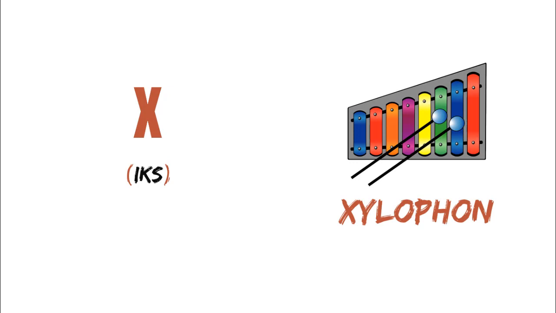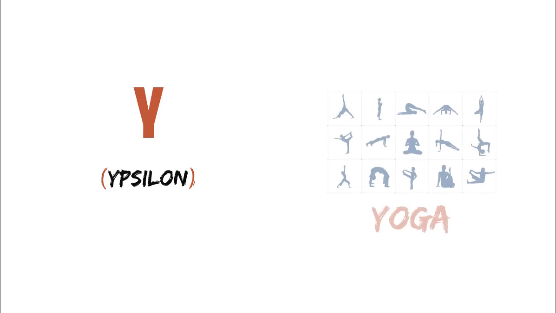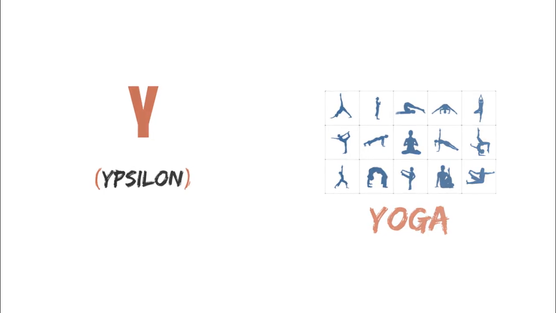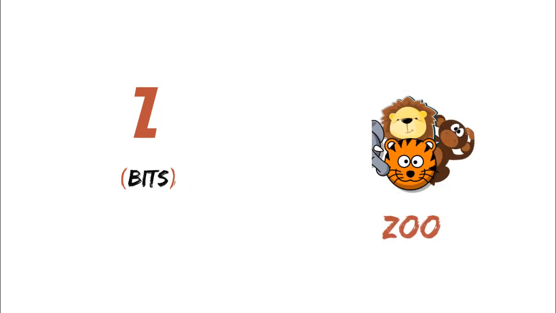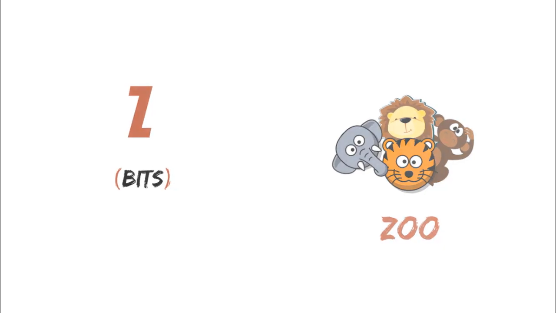Our next letter is X. It is pronounced like the X in the word xylophone, and the German word for X is Xylophon. The next letter is Ypsilon, which is pronounced like the word yoga, and the German word for Y is Yoga. Zet is pronounced like the S in the word bits, and we have the example Zoo, which means zoo. We are going to review our lesson till now.